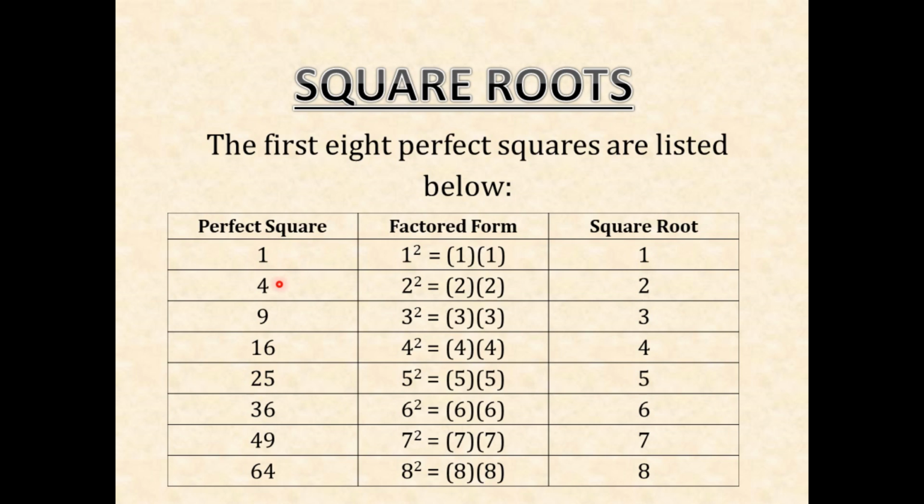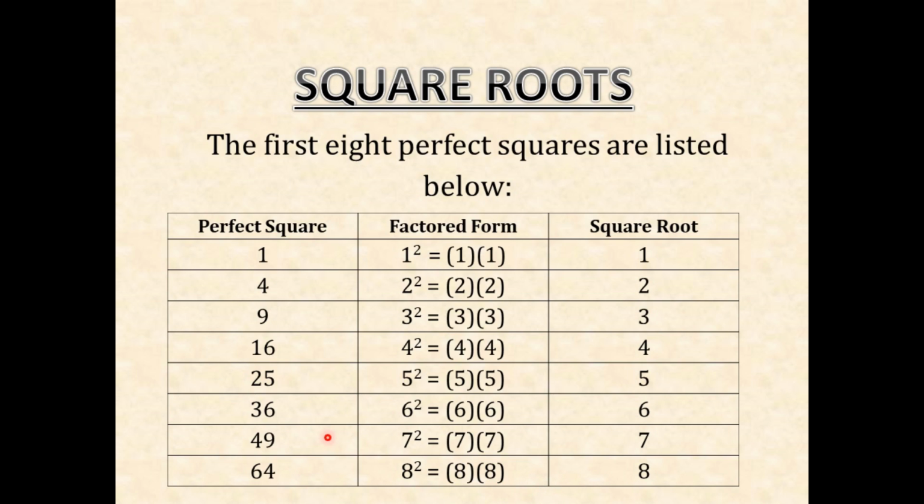With 4, this is the result or the product after multiplying 2 by itself, or that is 2 squared. Now if we extract the square root of 4, that is 2, because 2 is the number which, multiplied by itself, gives 4. So with 9, 16, 25, until 64.